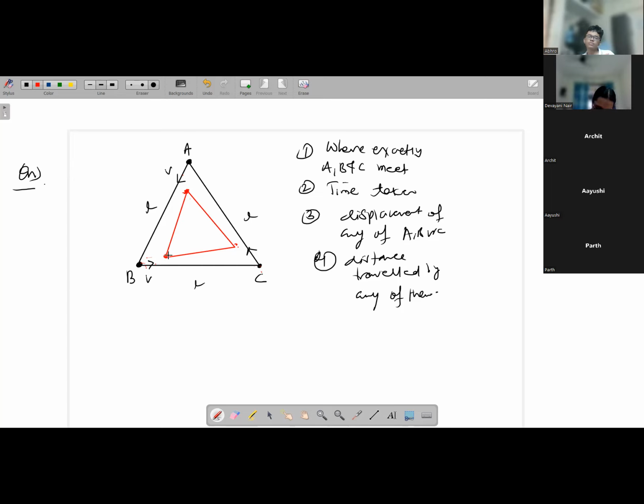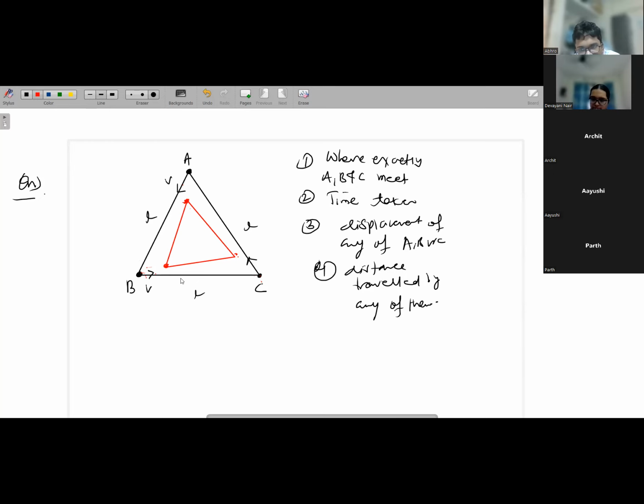After some time, they will come over here. And again, this will be an equilateral triangle. Why so? Can anyone tell me why so?